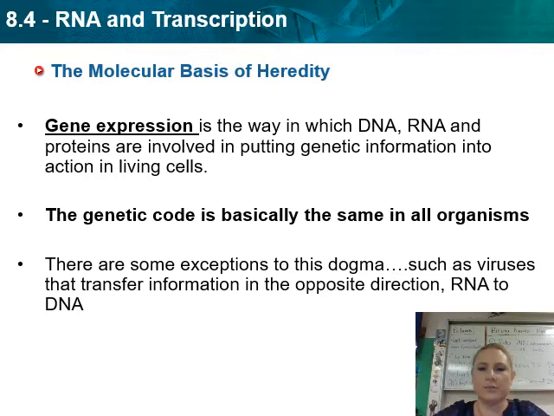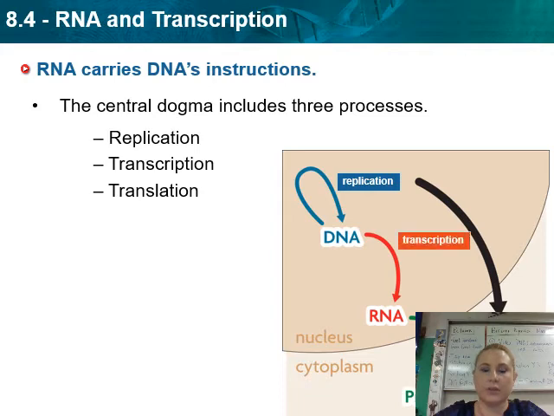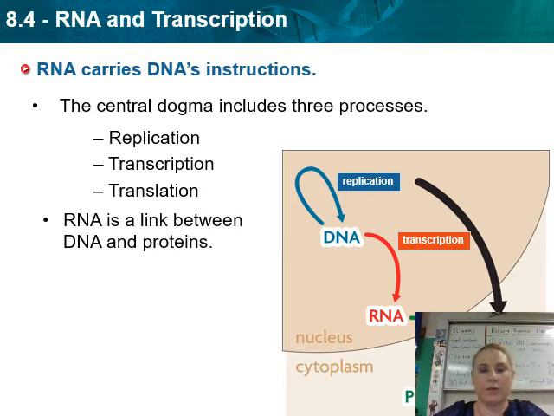Now, there are some exceptions to this dogma, such as viruses. Viruses are really weird. They're not considered alive, even though they have a lot of features that living things do, but they transfer information in the opposite direction. They go from RNA to DNA, which is really weird. So our belief involves three processes: replication, which we talked about, where DNA copies itself, transcription, which we're going to talk about today, and translation. And RNA is a link between DNA and the proteins.